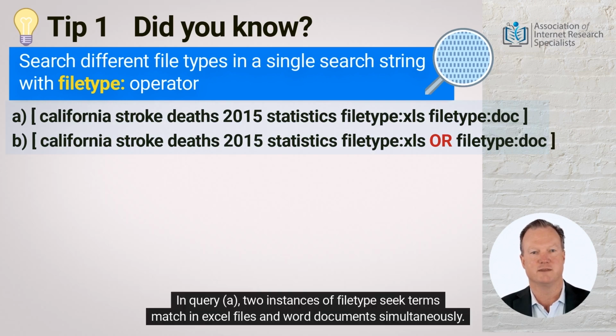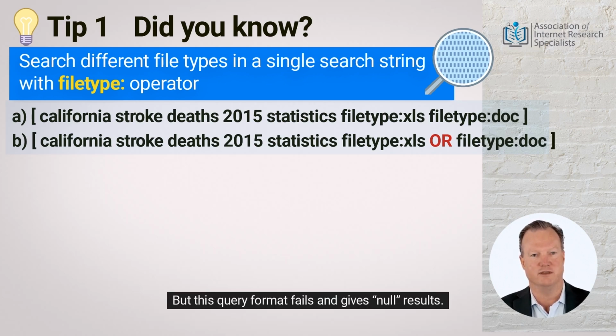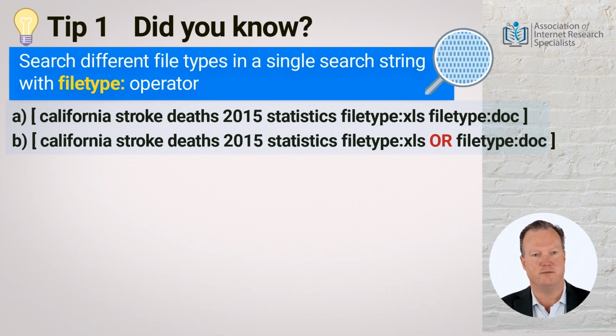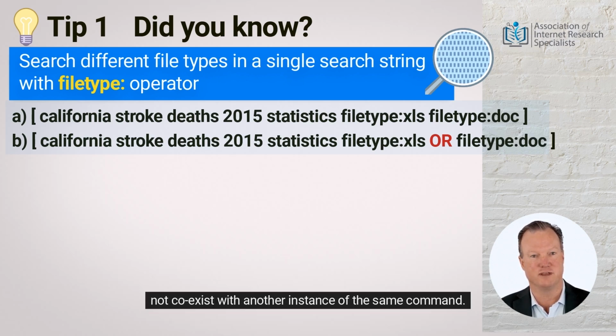In query A, two instances of filetype seek terms match in Excel files and Word documents simultaneously. But this query format fails and gives null results. Theoretically, it is bound to fail because the operator filetype is an absolute command and therefore should not coexist with another instance of the same command.